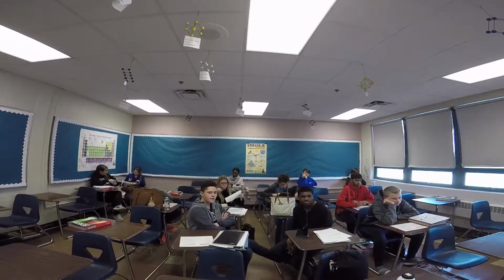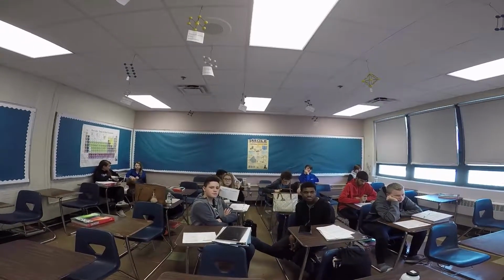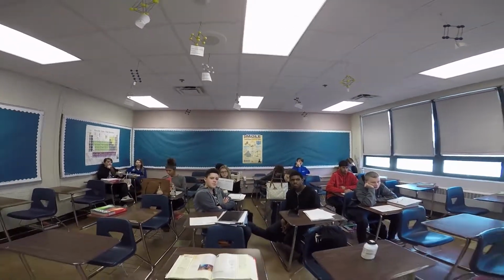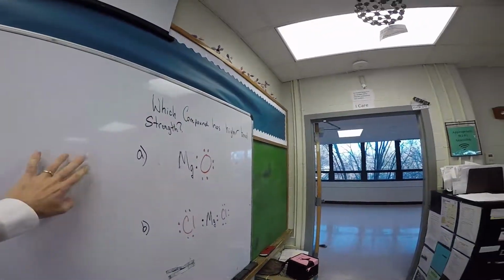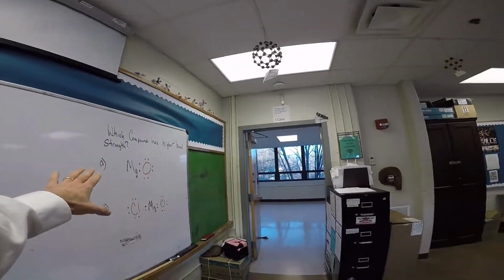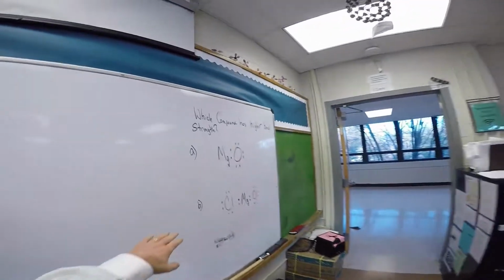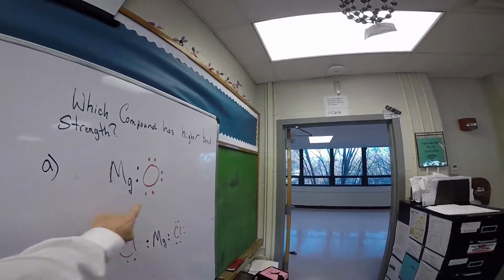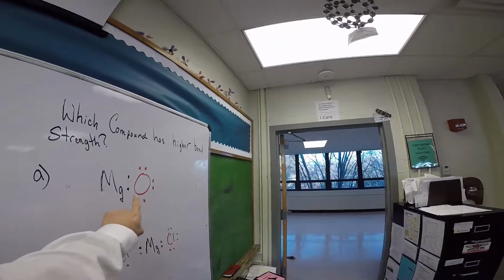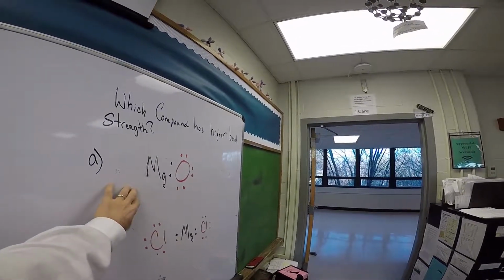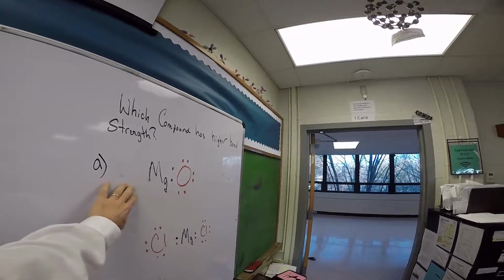Right, the calcium chloride has greater lattice energy, and part of that reason is because it has a higher charge. The calcium does. And this kind of leads us to this over here. Which compound has higher bond strength? Magnesium oxide or magnesium chloride? Yeah, the magnesium oxide is going to have higher bond strength because of the charge. The oxygen has a 2 negative, so it's going to give this magnesium oxide a higher bond strength.